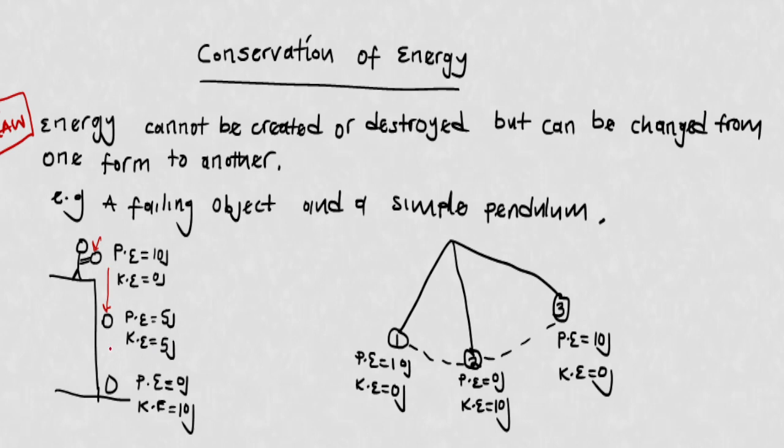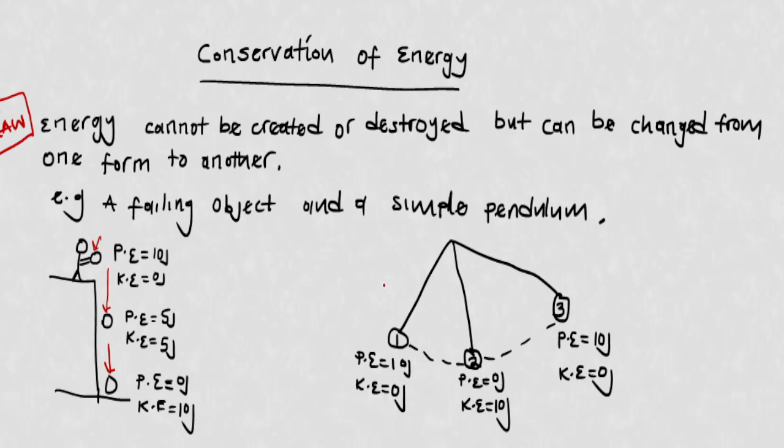Then just before reaching the ground, all the potential energy is converted to kinetic energy. So as you can see, we started with 10 joules and we have ended with 10 joules. So energy is neither created nor destroyed, but it is just being converted from one form to the next.